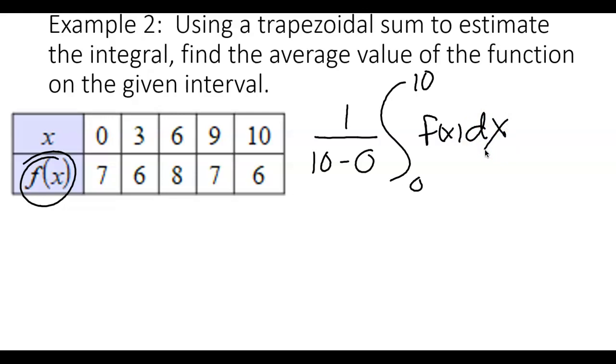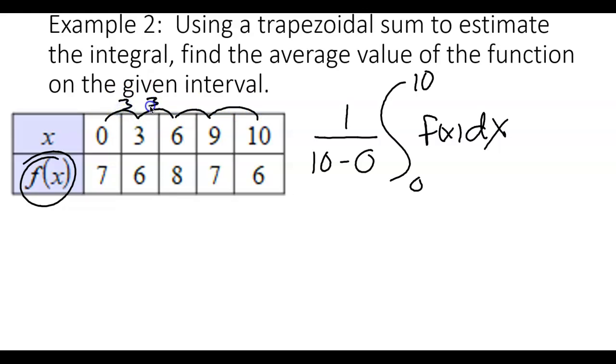Now here's the deal though. When you're doing a table, you can't integrate it because you don't actually have a function. All you have are specific values. So the only way to find an integral with a table is by estimating the integral by doing left, right, trapezoid, or midpoint. And that's what we're going to do here: a trapezoid. So for the trapezoid, we start by finding our heights, right?